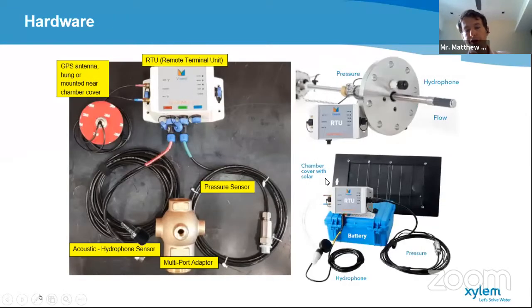So these products are also supported by our own hardware, which you can see here. This constitutes a remote terminal unit, a pressure sensor and an acoustic sensor. The RTU itself can also be used with flow meters and other types of sensors and can be powered with a number of different power sources. But the key part here is the pressure sensor, which is capable of recording up to 256 readings per second. This facilitates the transient monitoring that I've just mentioned. And the hydrophone also forms a key part of the solution here.